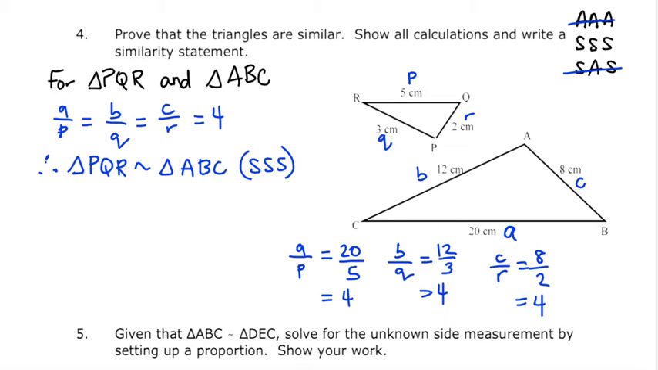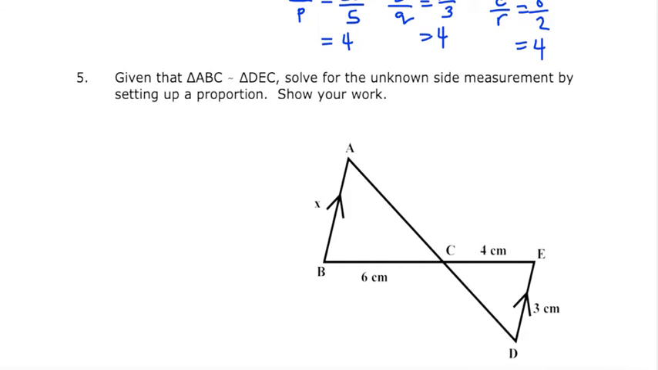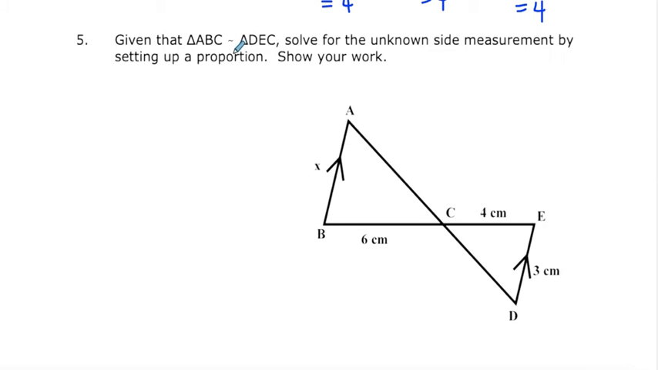And the last example, given that triangle ABC is similar to triangle DCE, so I don't have to prove anything this time. I know that these triangles are similar to each other. I want to solve for the unknown side measurement by setting up a proportion. So we want to show all of our work.